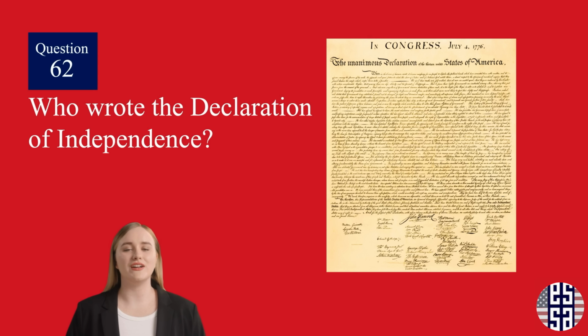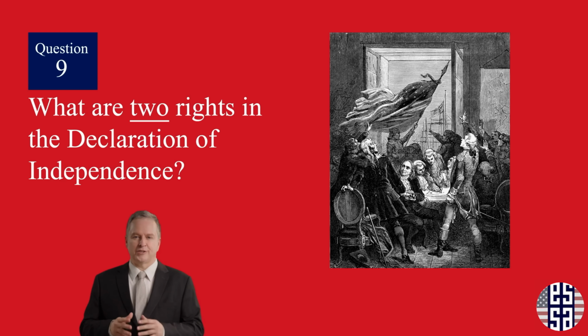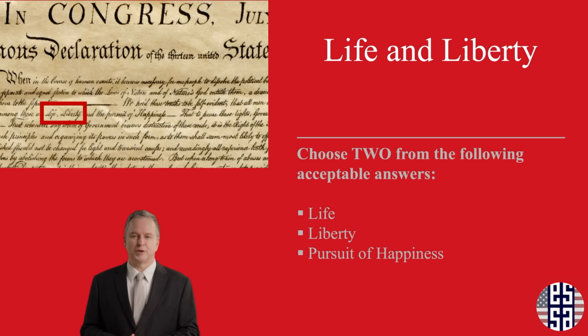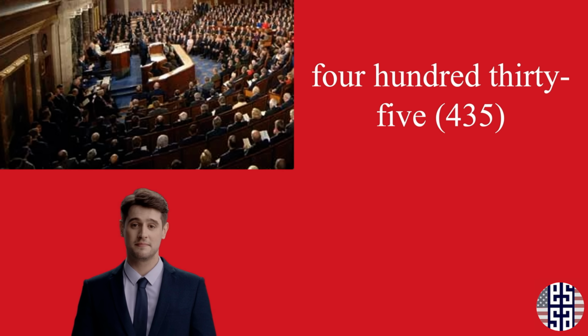Who wrote the Declaration of Independence? Thomas Jefferson. Thomas Jefferson wrote the Declaration of Independence. What are 2 rights in the Declaration of Independence? Life and liberty. If you prefer, another answer you can use for one of the 2 answers you provide is the pursuit of happiness, but it is easiest to say life and liberty. The House of Representatives has how many voting members? 435. There are 435 voting members.